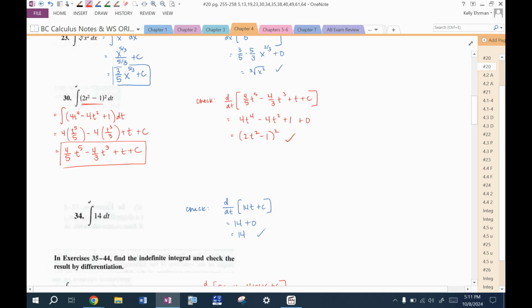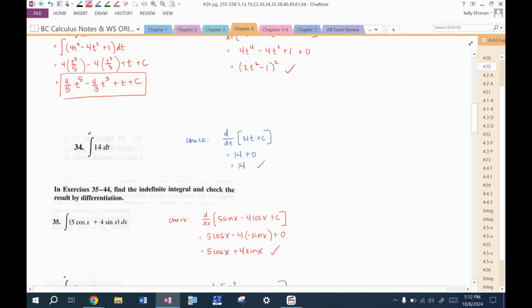Okay, and then number 34, if it's just the integral of a constant, remember that's like having 14x to the 0. So you can take the integral of that. It's 14x plus c. And if we turn around and take the derivative, oops, not x, sorry, it's 14t plus c. It's t because this says dt, so it would have to be 14t plus c for the function. It can't be a function of x.